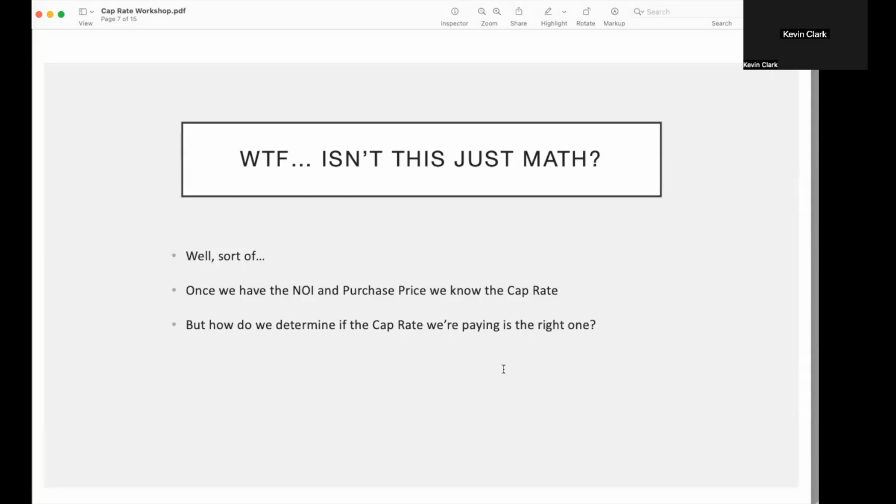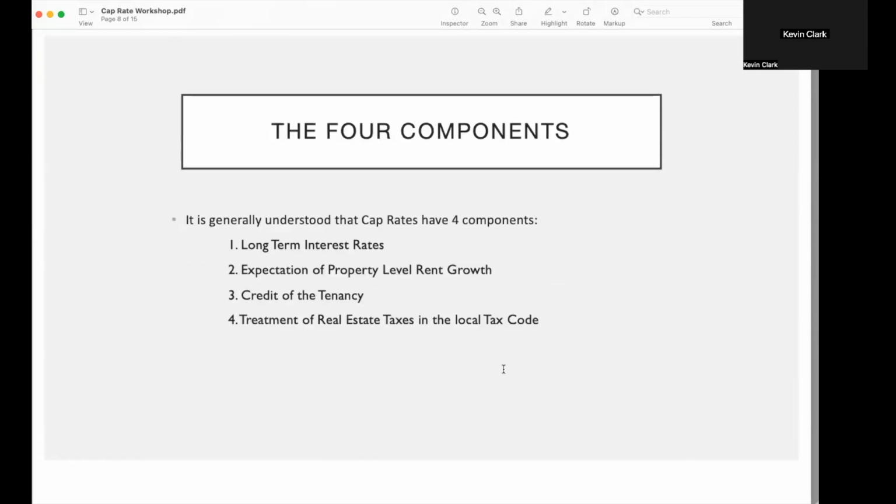Once we know the NOI and the purchase price, we know the cap rate, we can project that out. But how do we know what cap rate is the right one? How do we know that we're paying what we ought to be paying for the return for this individual unique asset? Well, that's where the 4 components of the cap rate come in. It's generally understood that cap rates have 4 components. You probably include most of these, even if you're doing it subconsciously.